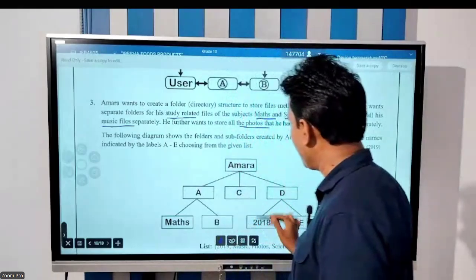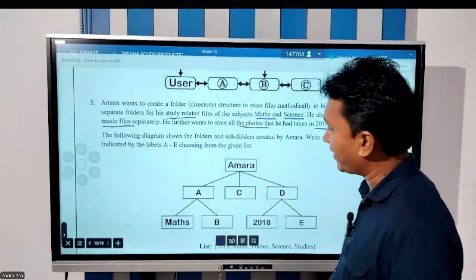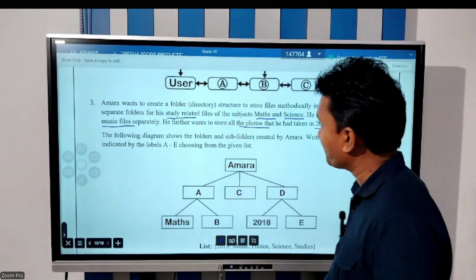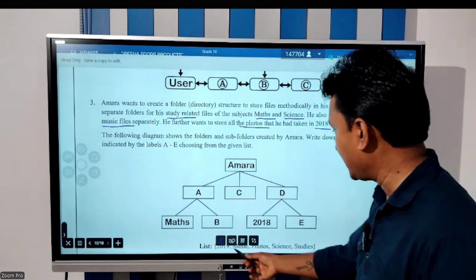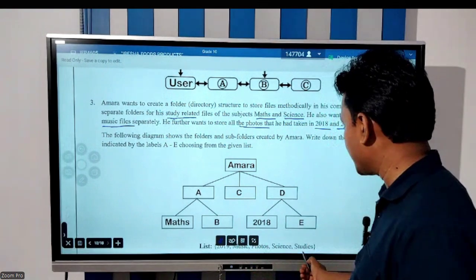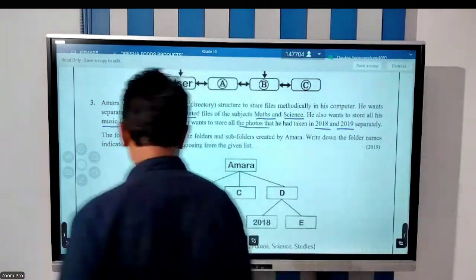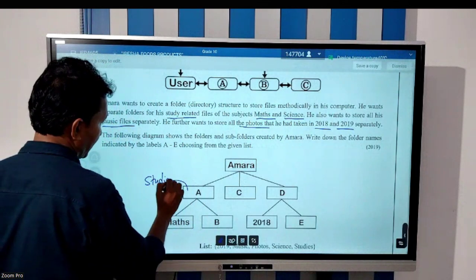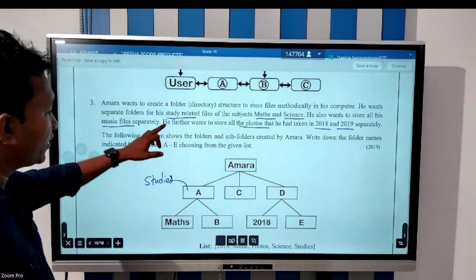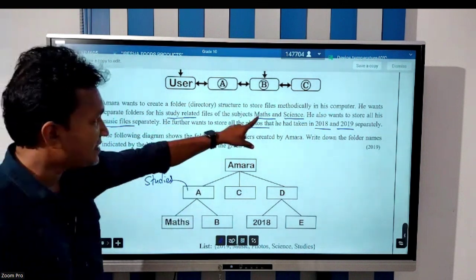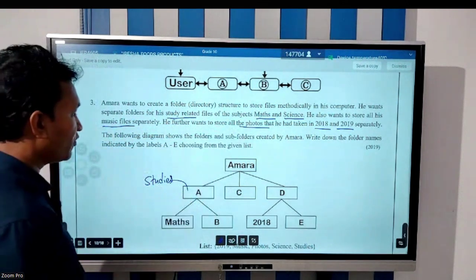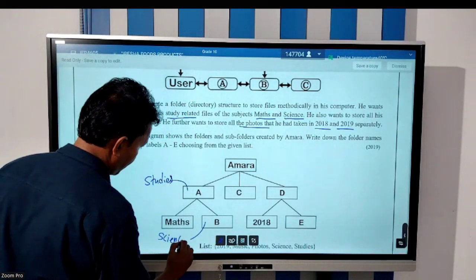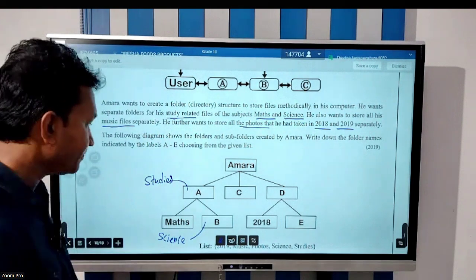So we have to write A, B, C, D, and E. What is A? It mentioned study related files should be in a separate folder. We have been given 2019, music, photos, science, and studies. Therefore, A is studies. Under that folder, there is the maths folder. So therefore, B is science.